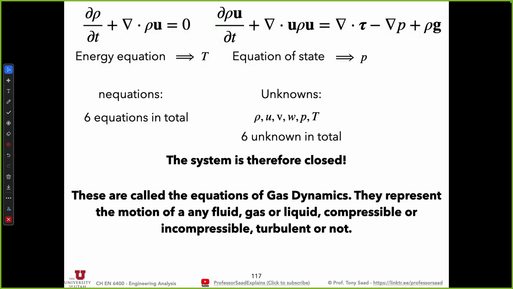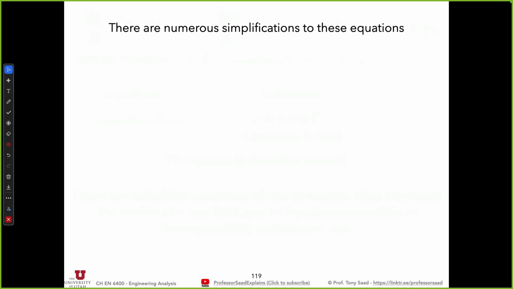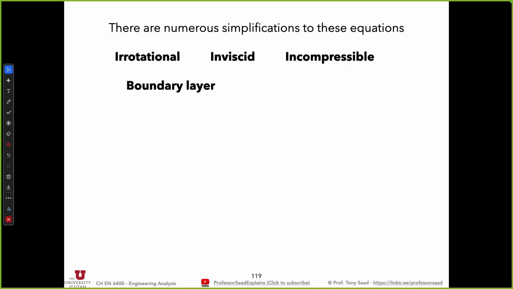Okay. Now we have a bunch of simplifications that we can do. We're not going to go over any of those because this is not a fluids course, but you've probably heard of them. There's irrotational flow, there's inviscid flow, there's incompressible, there's boundary layer equations, Bernoulli's equation, Euler's equation, etc. All of those are special cases of the general equations of gas dynamics. They're not different equations, they're just simply a special case of these equations. These are the most general equation set.